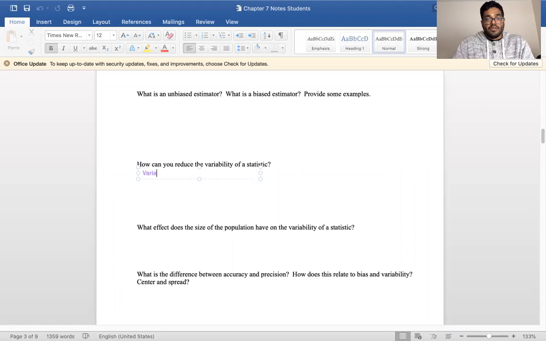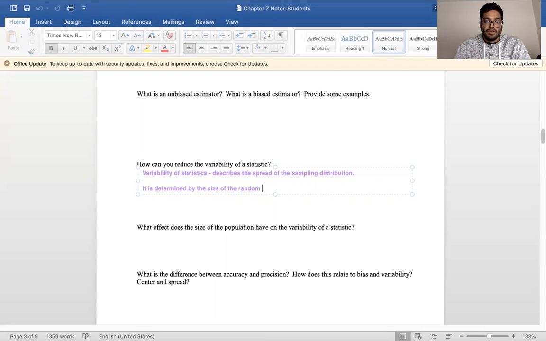So the variability of a statistic describes the spread of the sampling distribution, which is kind of like our general definition of standard deviation. And it is determined by the size of the random sample. So how do you reduce this? By increasing the sample size. Larger samples equals smaller spreads.